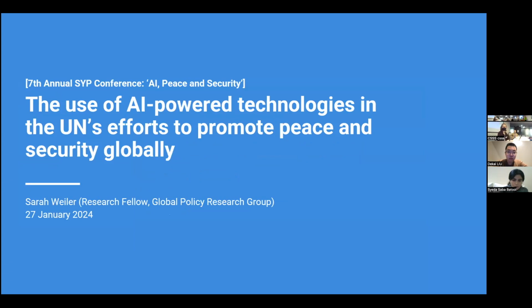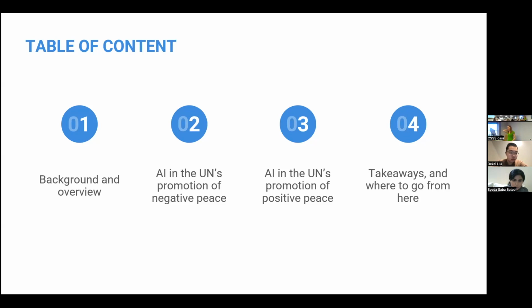Okay. Hi, everyone. I'm happy to be here, happy to see all of you. I will talk about the use of AI-powered technologies in the UN's efforts to promote peace and security. I will start with a little bit of background on where this presentation is coming from, and then I'll dive into discussing first the use of AI in the promotion of negative peace, and then positive peace, and then I will end with some short takeaways and what I think follows from the investigation that I did.